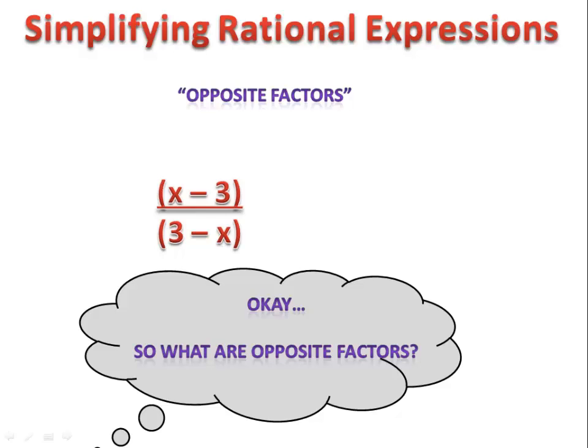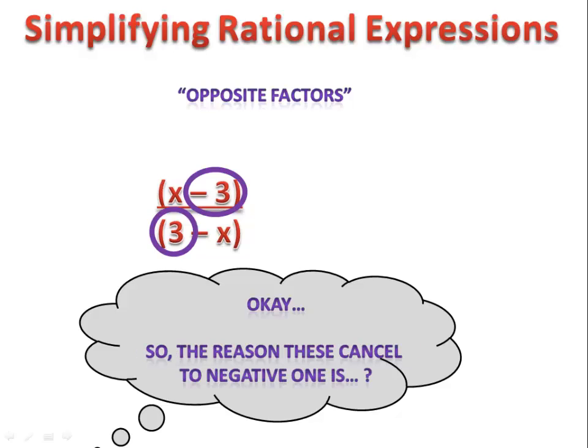If you look at the fraction, in the numerator we have a positive x, in the denominator we have a negative x. Those are opposites. They have the opposite sign. Notice in the numerator we have a negative 3, and in the denominator we have a positive 3. Those are opposites. They're often written, as you see on the screen, x minus 3 and 3 minus x.